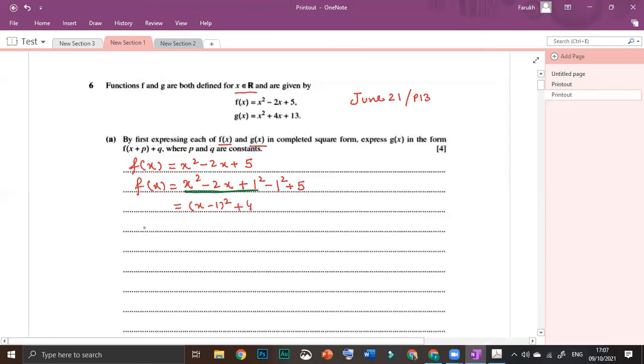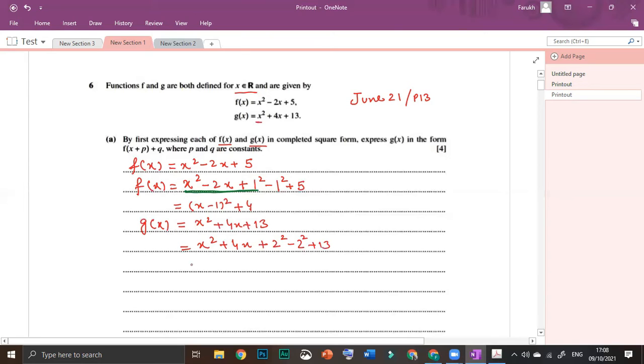Now we will convert g of x into complete square form. The first condition for the quadratic expression is the coefficient of x square should be 1. Yes, the coefficient of x square is 1. x square plus 4x plus 13. The coefficient of x is 4. Half of 4 is 2. We will add the square of 2 and subtract the square of 2 plus 13.